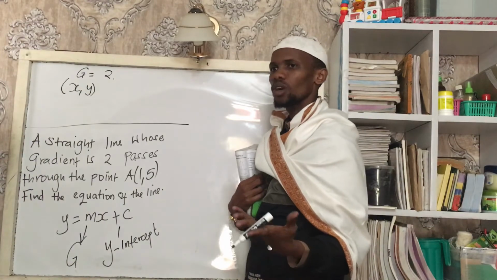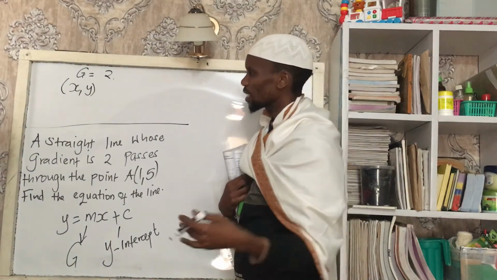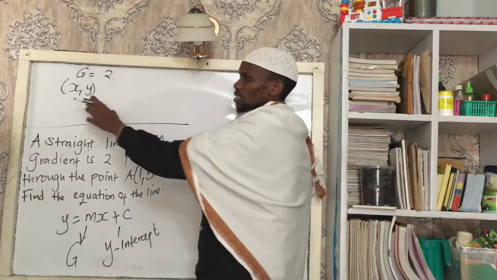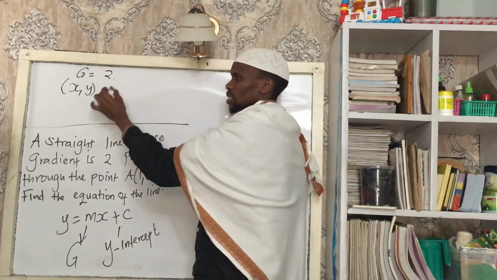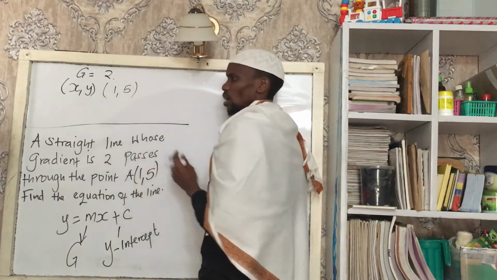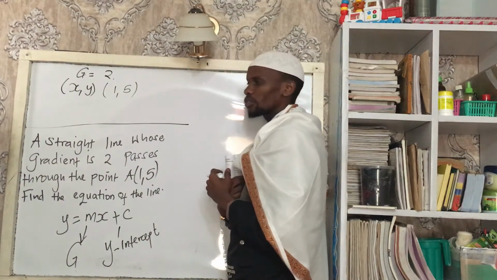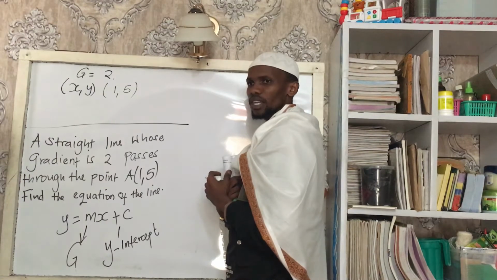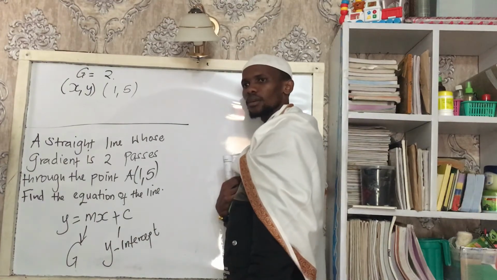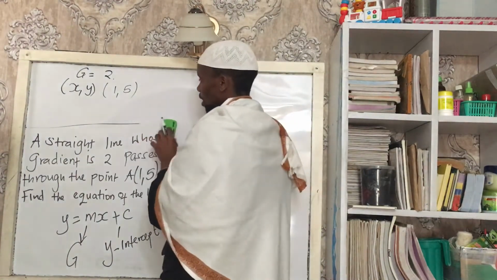Are you together? So I'm taking, and always I advise you to take x, y as your next point. So my first point is x, y, right? The other point I've been given is what? 1, 5, right? So how do we get the equation of the line, the straight line? And it should be in the form of y is equals to mx plus c.